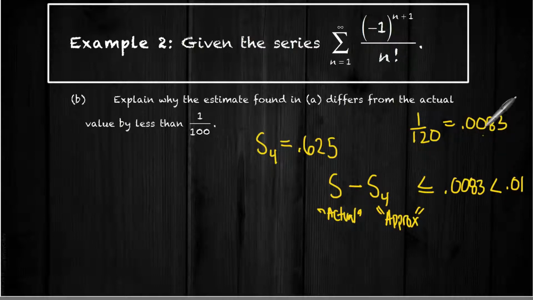So the first neglected term, once again, tells you your error. And so we prove here that it differs from the actual by less than or within 0.01.